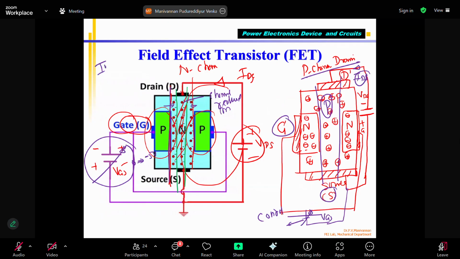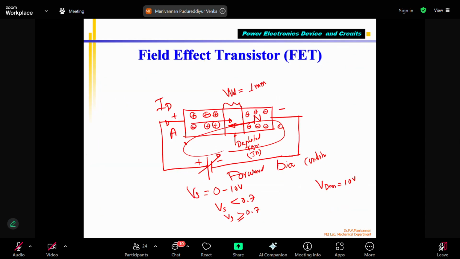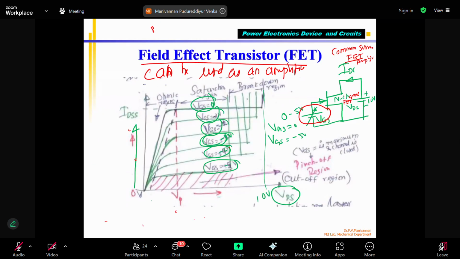So the input in case of FET is VGS, the voltage applied between gate and source. Output is nothing but IDS, that is the current flowing between the drain and the source, whether it is a P channel or N channel. And by varying the input, that's what we showed you. I showed the graph also. Correct? In this graph, we are trying to control the base current. Sorry, gate current, gate voltage. Extremely sorry, gate voltage. We are applying the gate voltage.